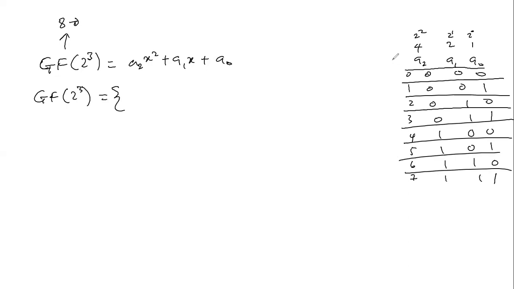The first element is 0. The second element is 1. The next element is x when 1 is turned on. Now the next element is x plus 1. Then the next element is x squared. And the next element is x squared plus 1. Then the next element is x squared plus x. And the last element is x squared plus x plus 1. So those are the 8 elements in the extended Galois field.